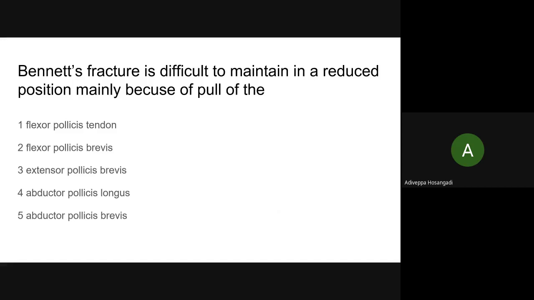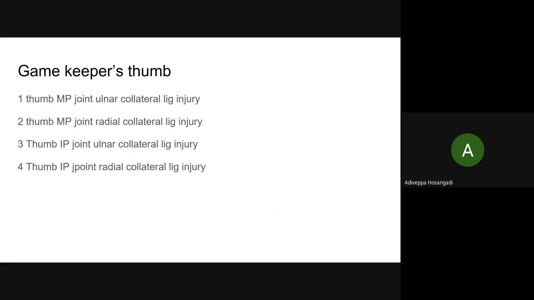Bennett's fracture is difficult to maintain in a reduced position, mainly because of the pull of, we have explained that, isn't it? Abductor pollicis. Correct. That's what I was mentioning. Anatomical snuff box, look at your thumb. Abductor pollicis longus, you can feel it as you are reading or going through the presentation.